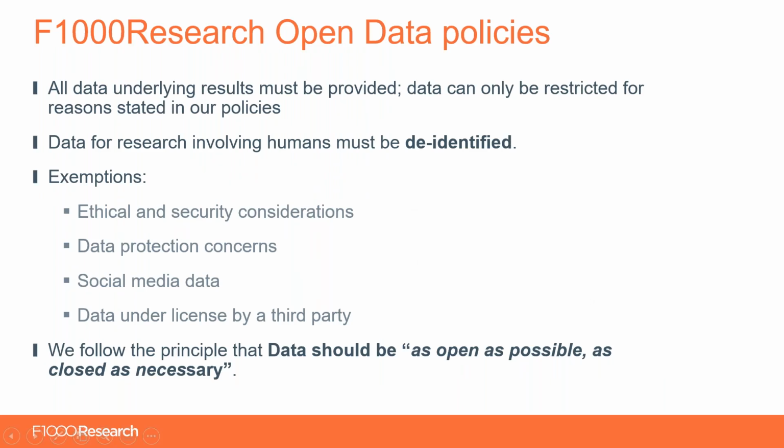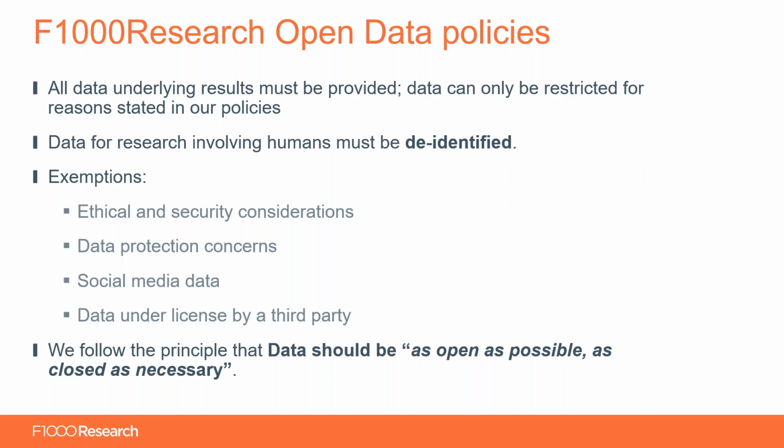So in light of this, we have developed our own open data policies, which state that, first of all, data underlying the results absolutely must be provided. Data can't be accessible upon request unless one of the exemptions stated in our policies applies. Data from research involving humans, whether it's survey data or medical research, must be correctly de-identified following the safe harbor method. And the only exemptions that we will consider and recognize are the ones listed on the slide here, and they're also in our policies.